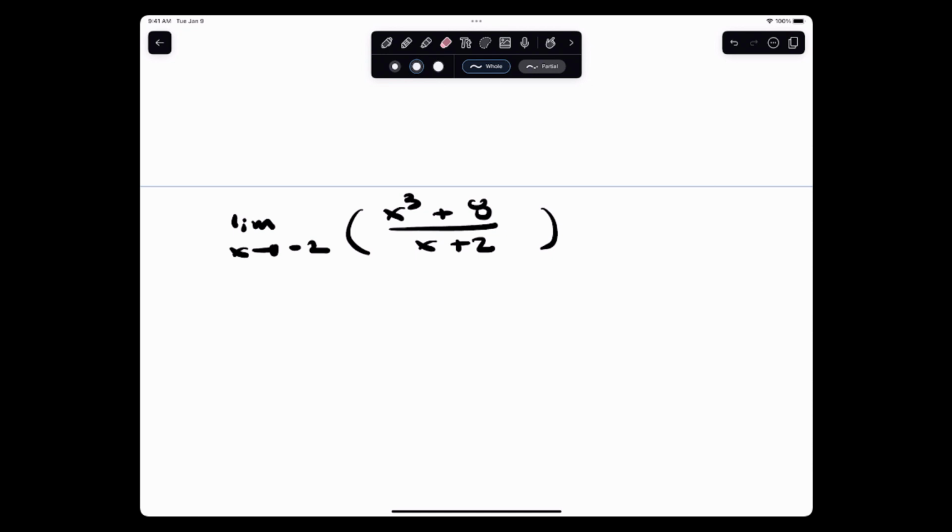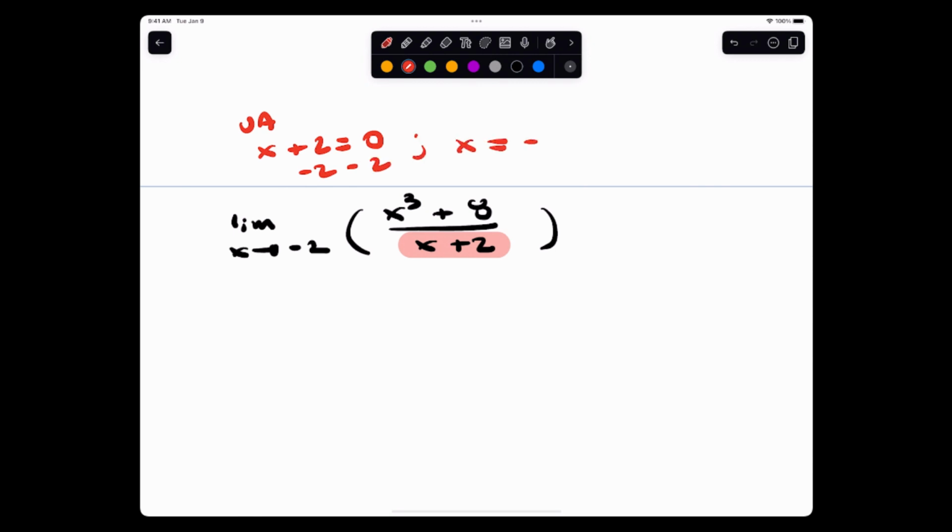Now let me remind you guys something important here. You're looking at a rational function. And historically, rational functions have a concern where the denominator is 0. Historically, you have a vertical asymptote where that denominator is equal to 0. And the equation of such, you subtract 2 from both sides, you say x is going to be -2.